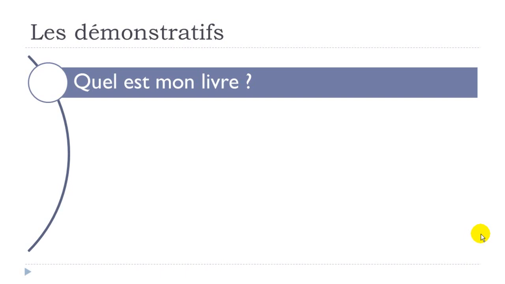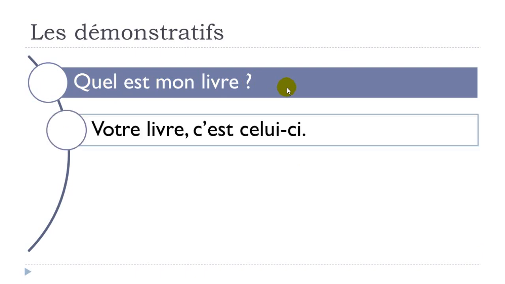So if you ask a question, quel est mon livre? Okay, what is my book, or which one is my book? All right, and then the answer could be votre livre, your book, c'est celui-ci, this one. Okay, and normally when you say that, you tend to indicate it with your finger as well, so you point at the book. Votre livre, c'est celui-ci.